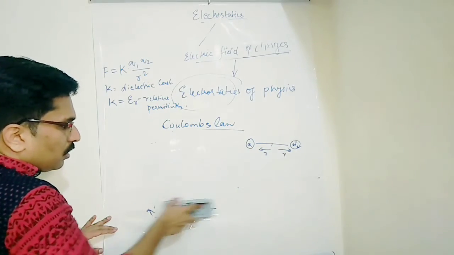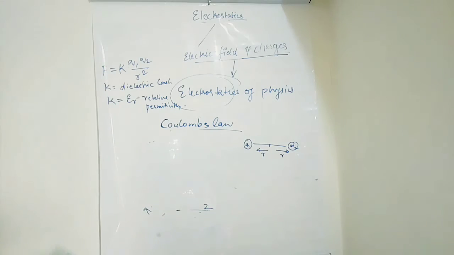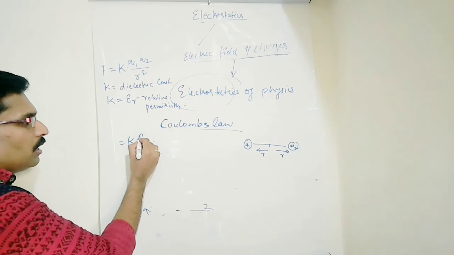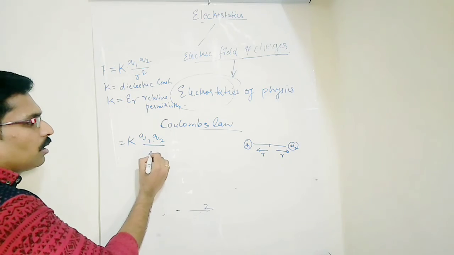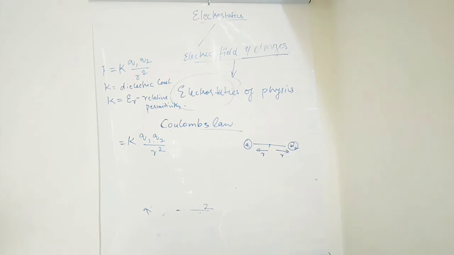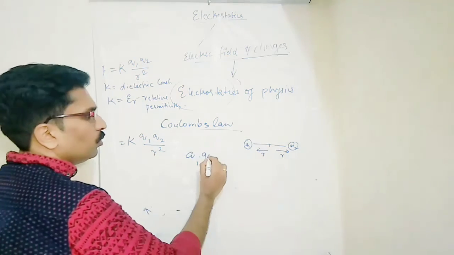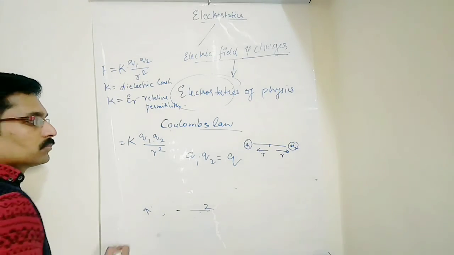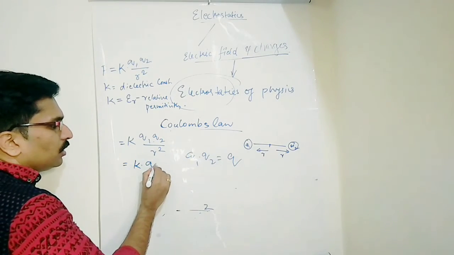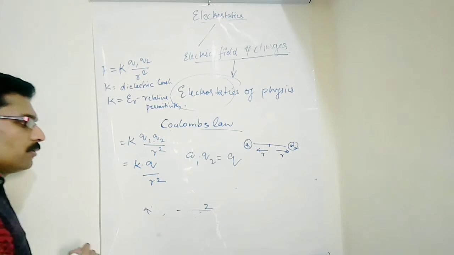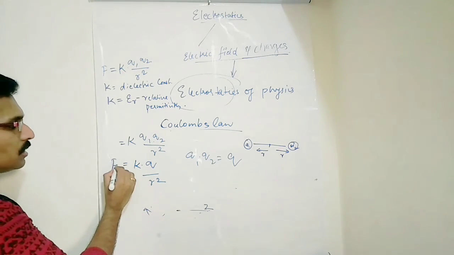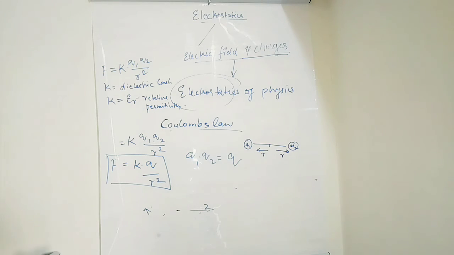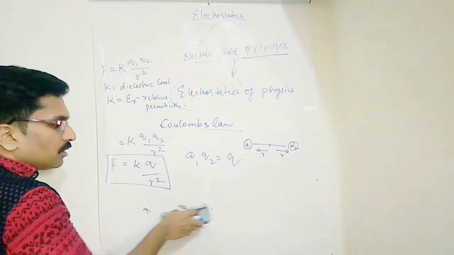So, deriving the equation, we have F is equal to K Q1 Q2 by R square. Instead of Q1 and Q2, we can write Q, so F is K Q by R square. This is termed Coulomb's law of charge.